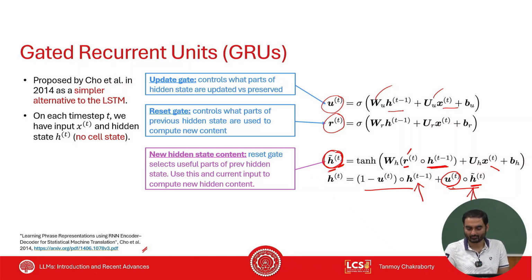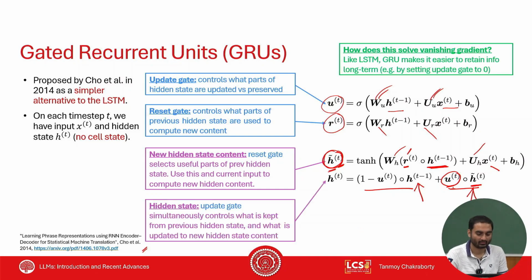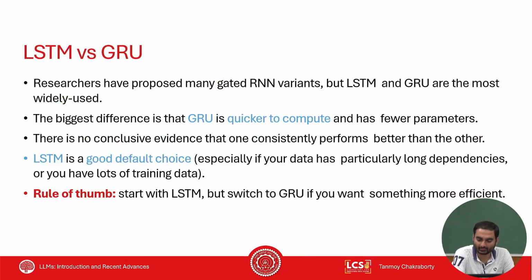Now you see how many parameters are here. There are two parameter matrices for U, two parameter matrices for R, and two parameter matrices for H tilde.